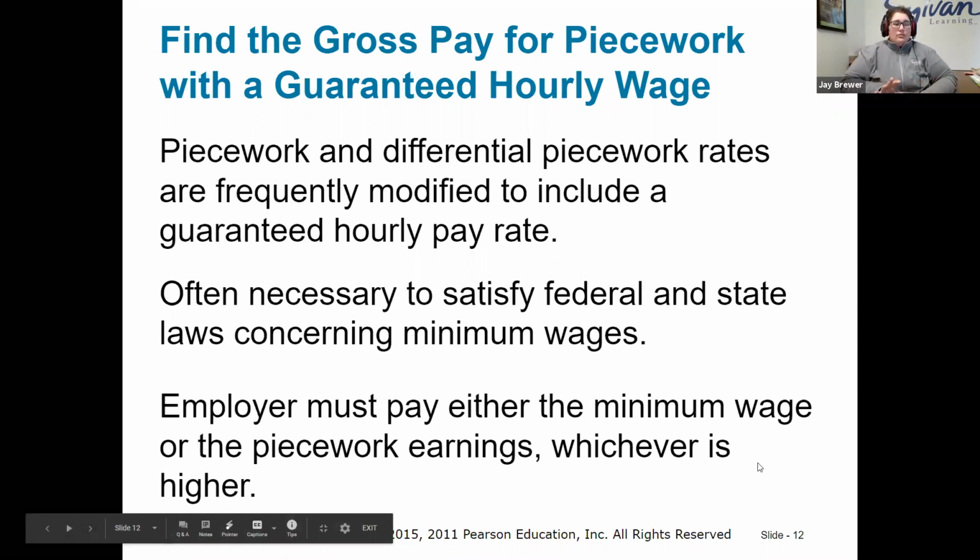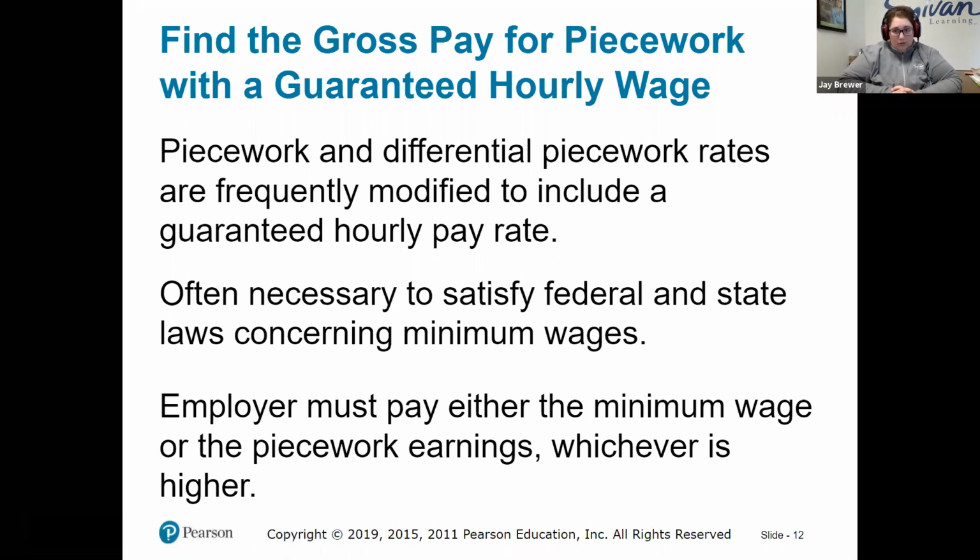Okay, so here's what's important to know. Let's say that you are the world's worst assembly line worker, and for some reason you still get called back into work. If you make such a low amount of units in the given time frame that minimum wage is higher than your piecework earnings, you get minimum wage. However, if you're the world's best assembly worker and you make amazing amounts of units, then you get the piecework earnings. Okay, are we understanding that difference there? Cool.